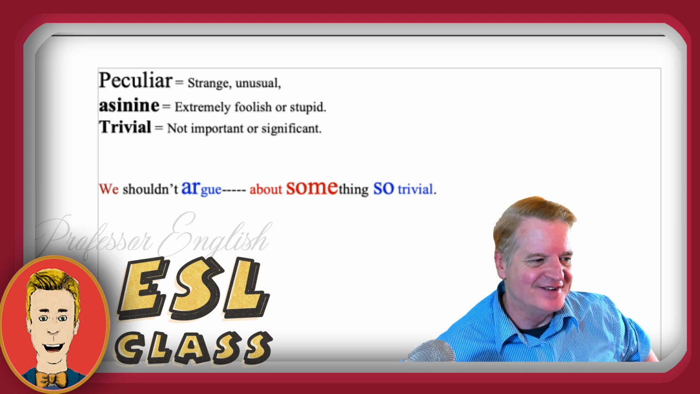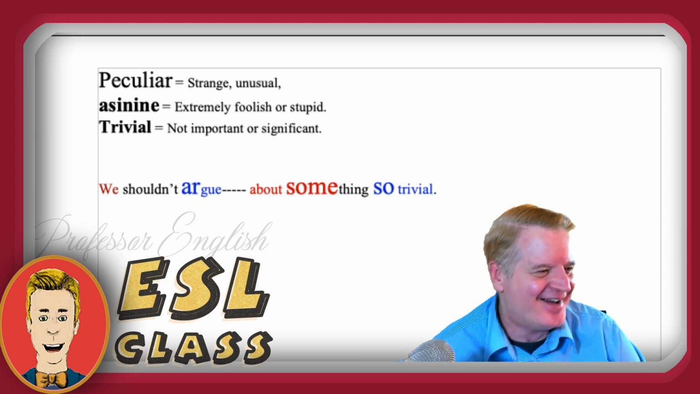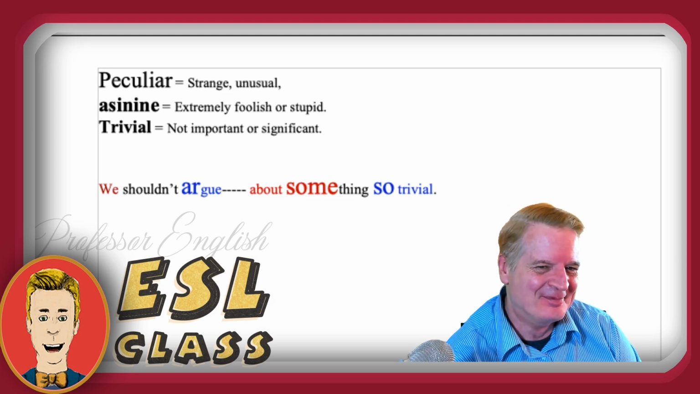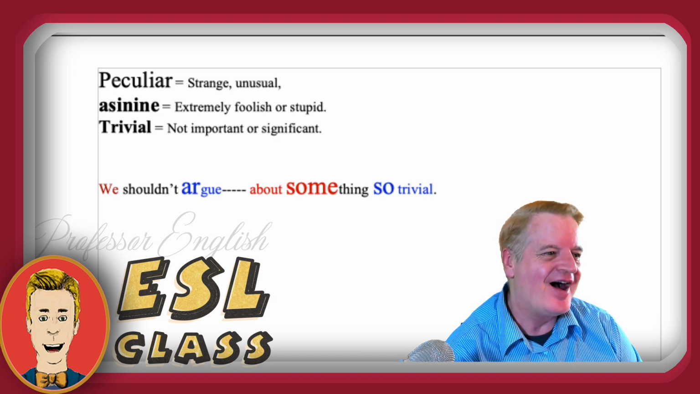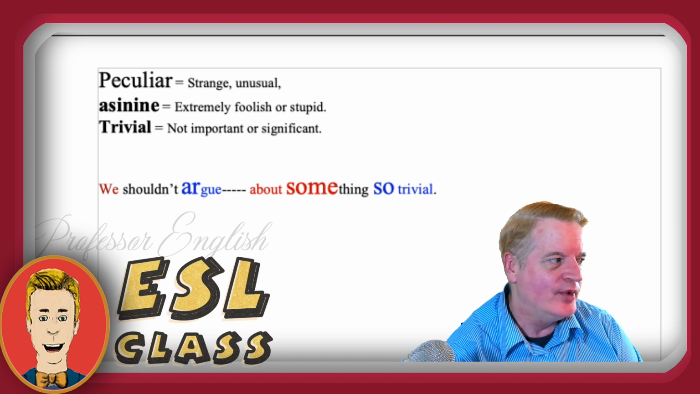No, you see, you're doing it. You're still going up, but it's the opposite. It's fall down, not up. We shouldn't argue. You're still doing it. Argue. We shouldn't argue. That's better. Now say the whole sentence.